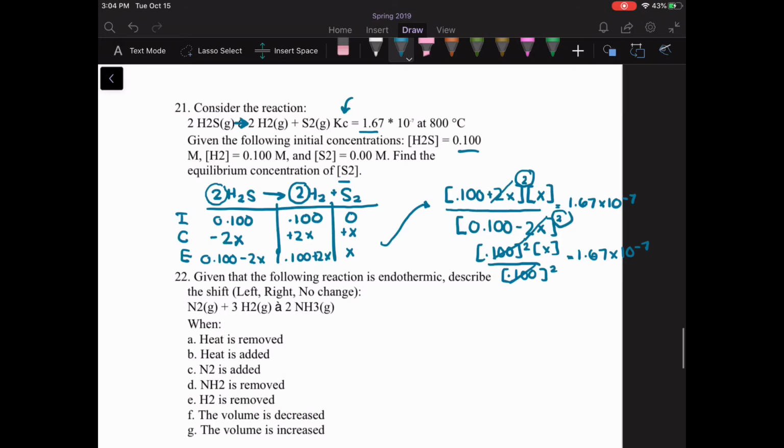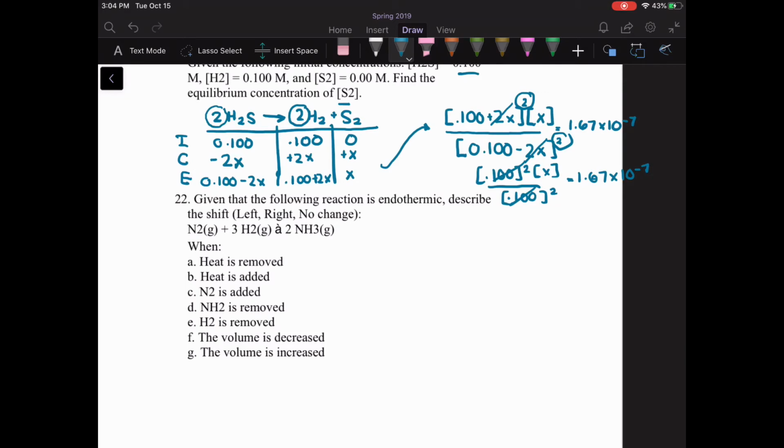The next problem says, given the following reaction is endothermic, describe the shift: left, right, or no change. Let me write my equation right there. The reaction of N2 plus 3H2 to form 2NH3. This goes into Le Chatelier's principle, which is essentially that our reaction at equilibrium has a tendency to want to move back to equilibrium. It'll do whatever means necessary to get back to that equilibrium constant, which is K, right? Because we know if Q equals K, then we're at equilibrium. So naturally it wants to go back to that.